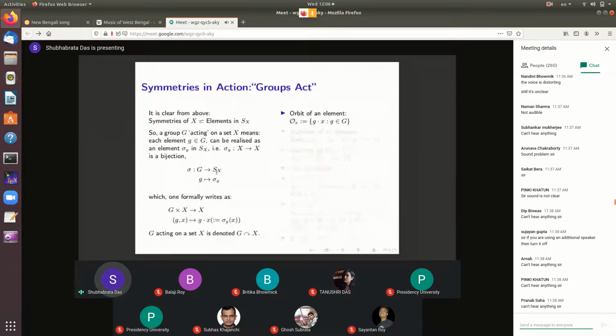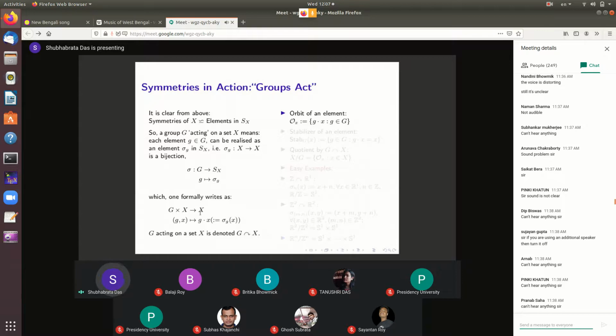And by that I mean that there would be a map which sends a group element small g to an element sigma g, which actually does the job. It apparently looks like g is doing the job. It is, but in the guise of sigma g. The actual job is being done by sigma g. That's the transformation. Fine.